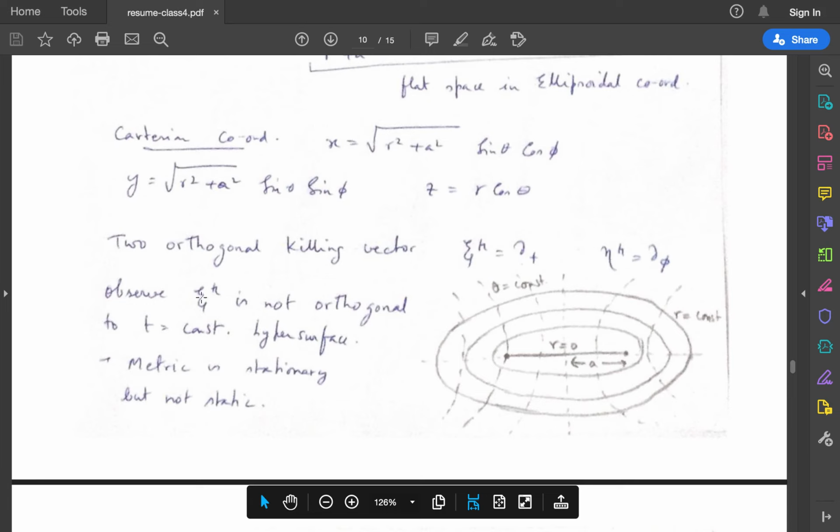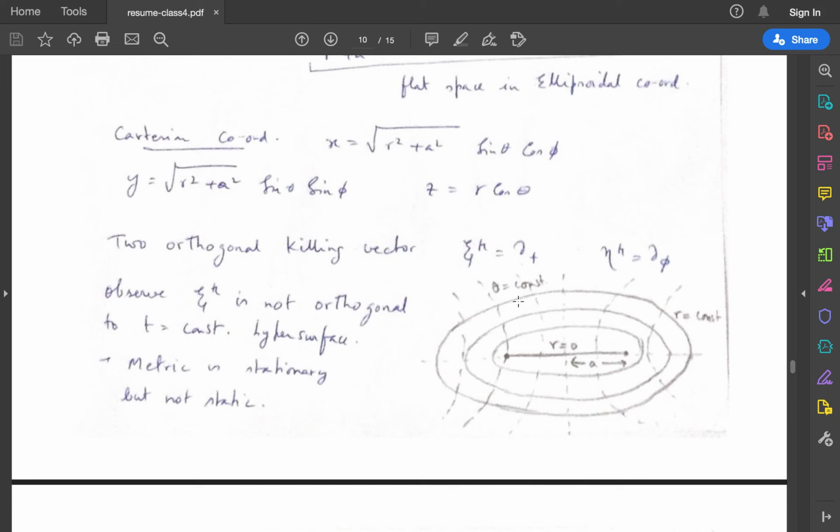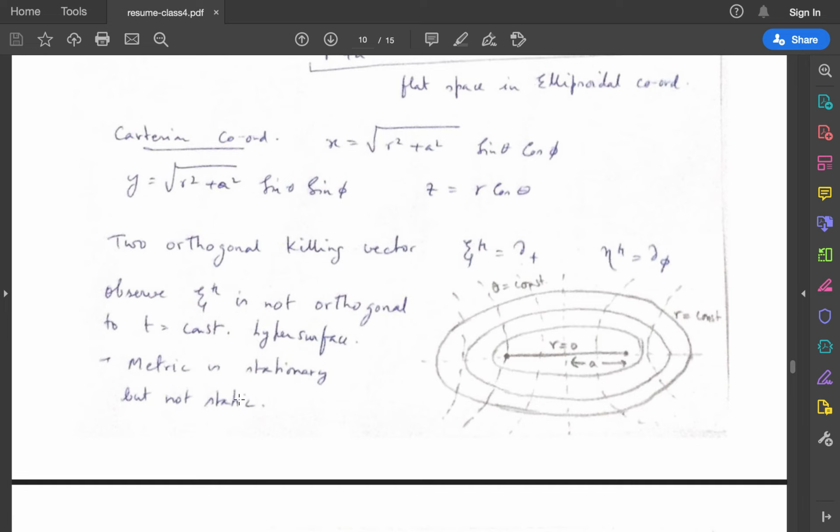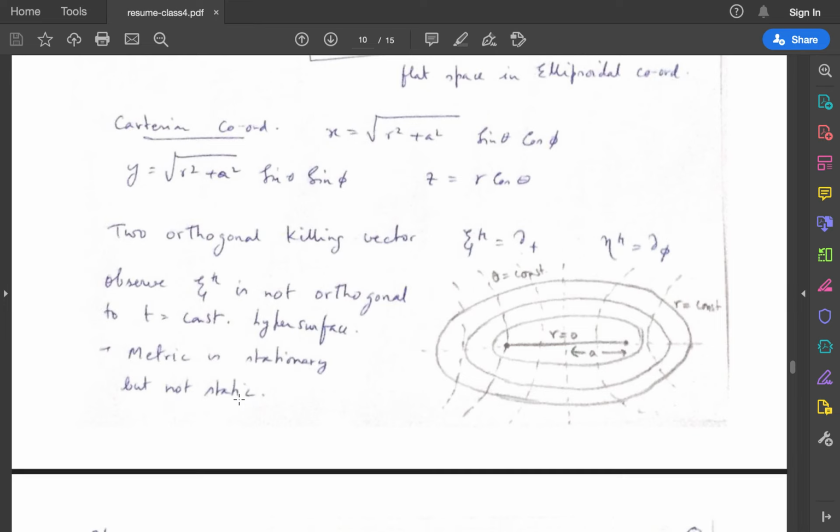Also, the zeta mu, the time-like Killing vector, is not orthogonal to the t equal to constant hypersurface. So the metric is stationary but not static. You know that if zeta mu is orthogonal to the t equal to constant hypersurface, we have a metric that is both stationary and static. Remember.